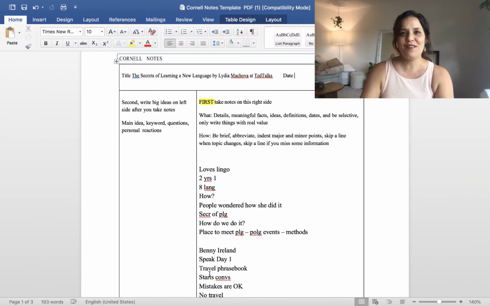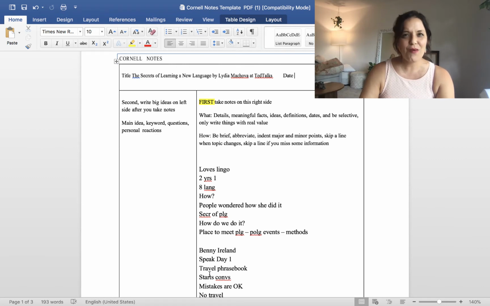Hi, in our last video, we looked at how to complete the right-hand column of Cornell notes and what to include in that side. We learned that we want to include details, facts, ideas, definitions, dates, and concepts that we could capture as we listen to the speaker. Remember that the Cornell notes that we take on the right side of our column should be brief.